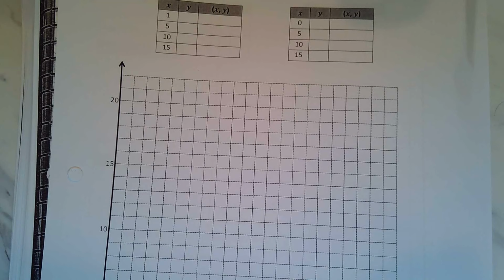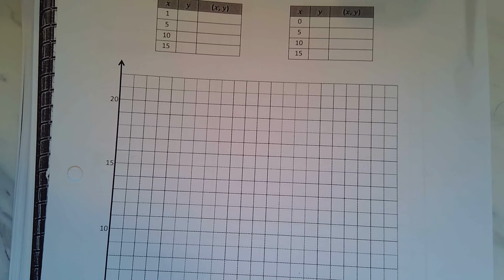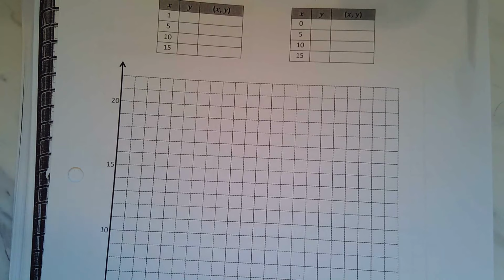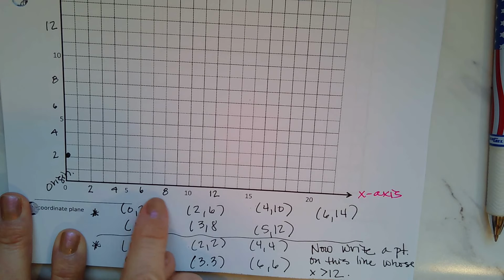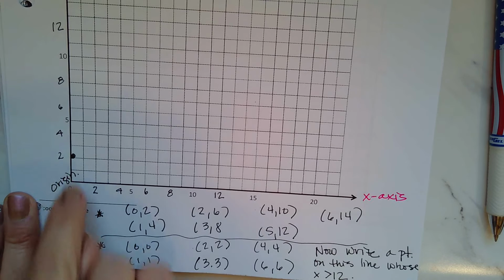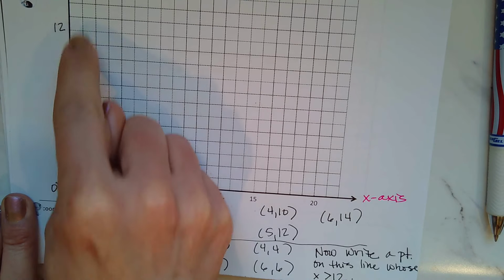Go ahead and label. Then you are going to plot. Okay, let's start with that and come on back. All right, were you able to label your X and your Y axes? Did you label the origin? Did you label starting 2, 4, 6, 8, 10, and 12, all the way up to 12, counting by 2s?